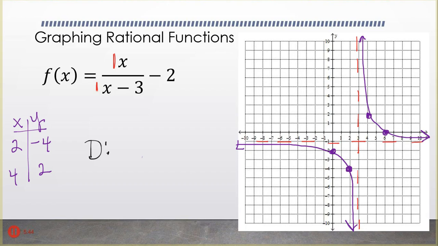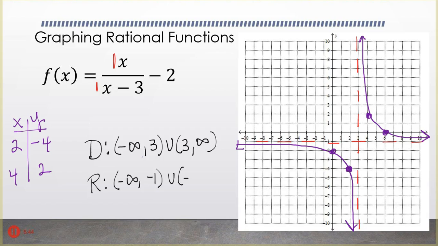We're going to look at our horizontal asymptote for our range and our vertical asymptote for our domain restriction. So let's start with our domain. Our domain would be -infinity until I get to my vertical asymptote, which occurs at 3, union 3 to infinity. And my range is starting from -infinity until I get to my horizontal asymptote, which occurs at -1, union -1 to infinity.